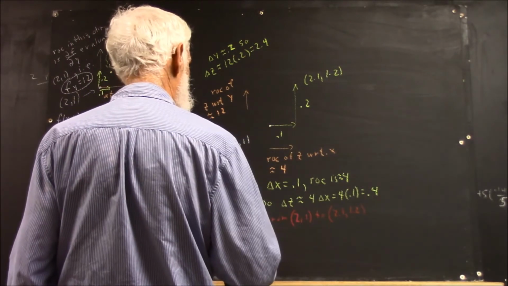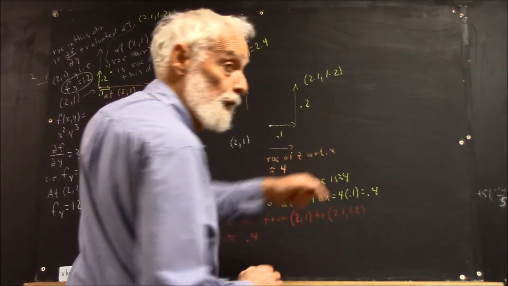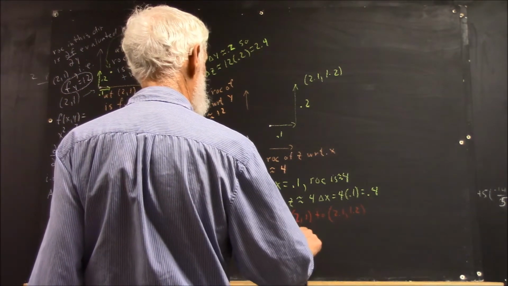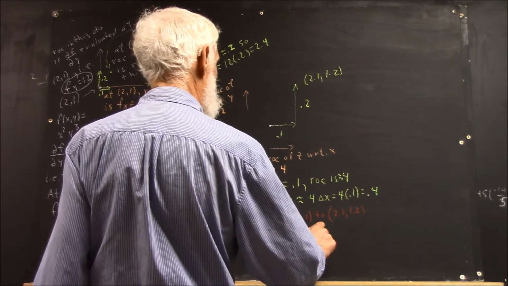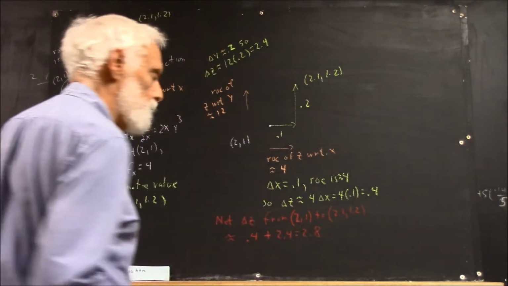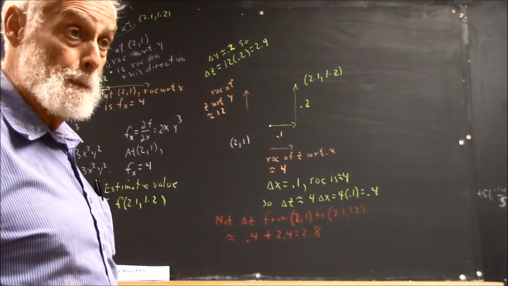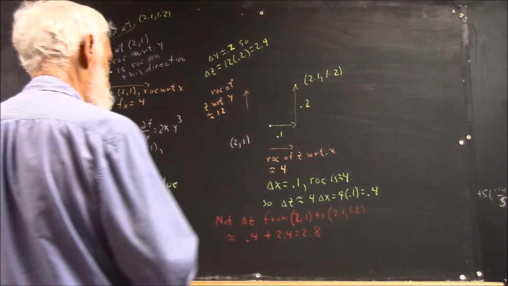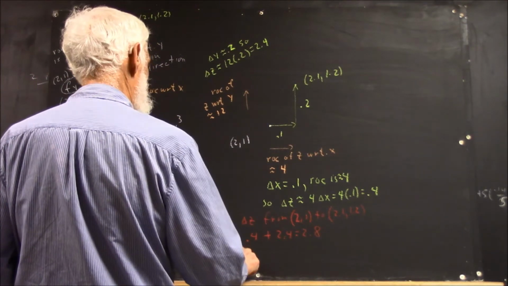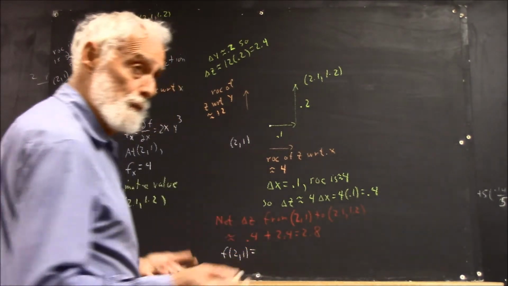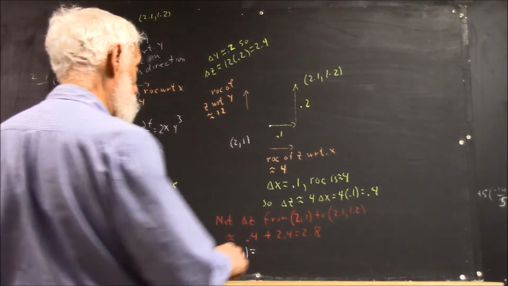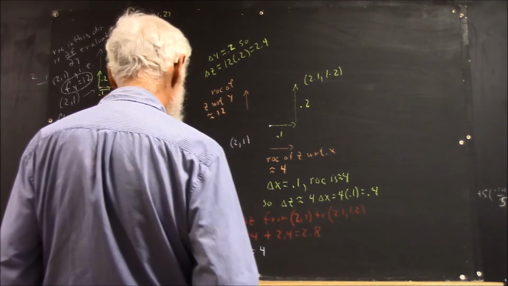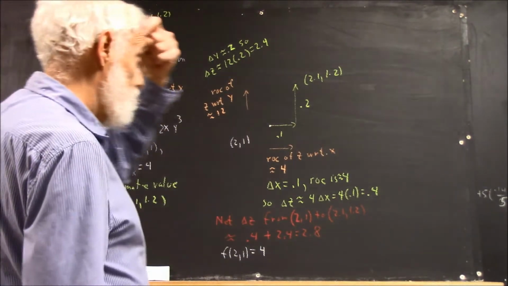We get about 0.4 units of change because we're moving in the x direction, and we're getting about 2.4 units of change for our motion in the y direction. So we expect a change of about 2.8. Well, since f of (2, 1) equals, calculated it earlier, right? f of (2, 1) is 4. Okay. f of (2, 1) is 4, right?